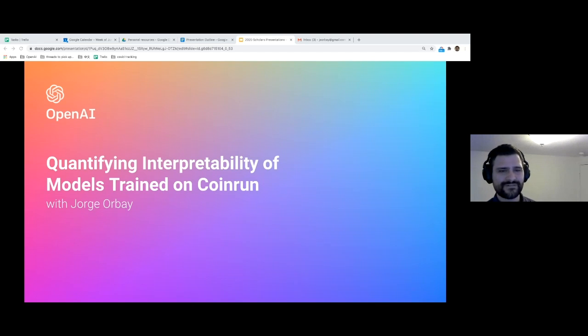I'm here to talk about quantifying interpretability of models trained on CoinRun. Now, for anyone else who might be new to interpretability, I just want to clarify that phrase. As Alethea Power said yesterday in their presentation, interpretability is essentially the field of mind reading for neural networks.